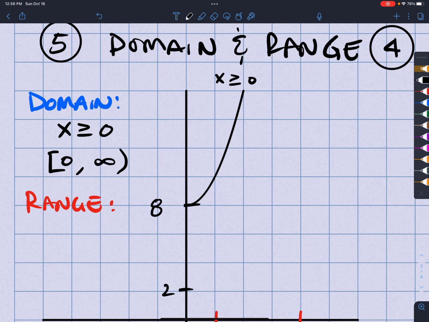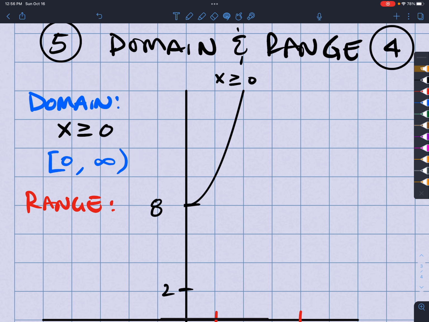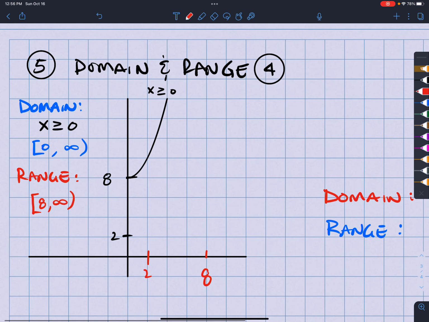Okay, how about the range, the y value? Well, if you look at the y value here, it starts right here and it goes up forever. So it's just going to keep on climbing, but it starts at 8. So the range will go from 8 all the way to positive infinity. Now remember from all the previous examples, a couple of things. Number one, the inverse is supposed to reflect over the line y equals x.